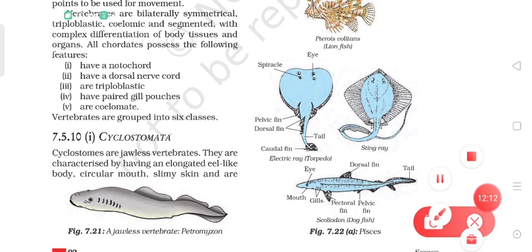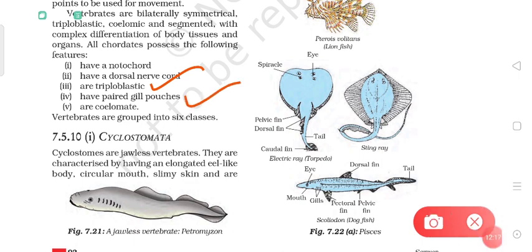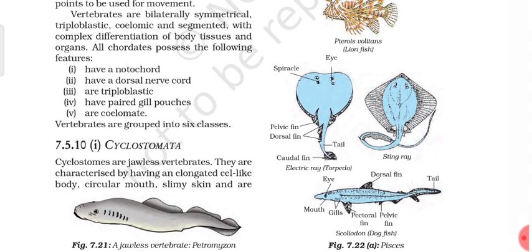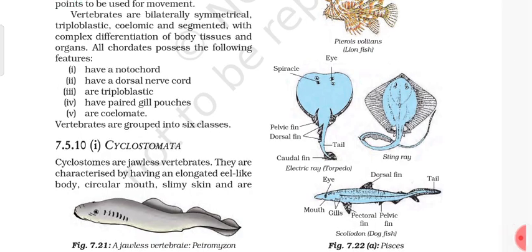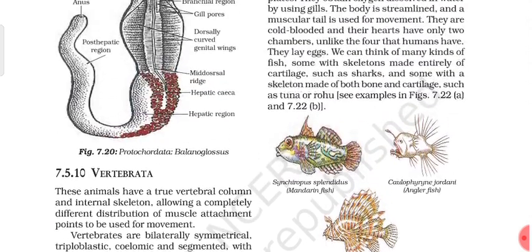Another feature is that they are triploblastic, obviously they should be triploblastic. And another feature is that they have gill pouches. Here you can see, gill pouches are present in the pharynx area, and in aquatic animals they are found, but in vertebrates and all the chordates they are found in all animals, right? And they are coelomates having a true coelom cavity. So what are the basic features of phylum Chordata? They have a notochord, they have a nerve cord, they have paired gill pouches. These three important features are present in the phylum Chordata, right?